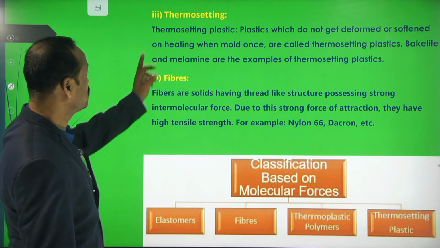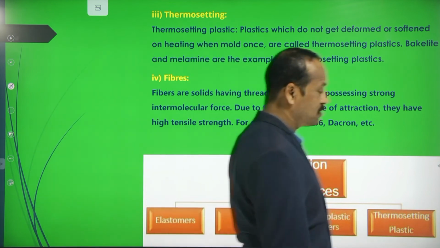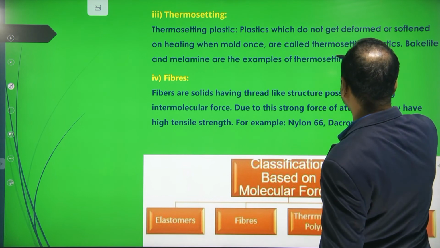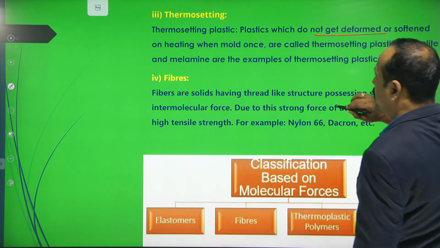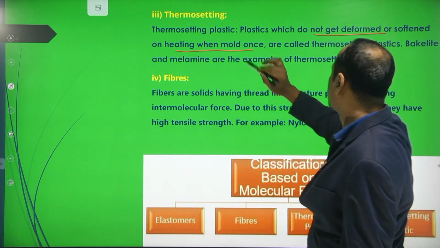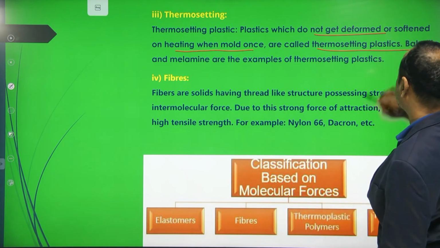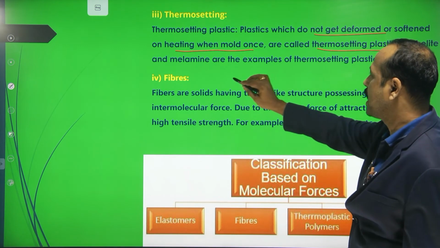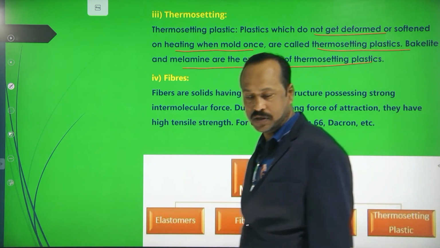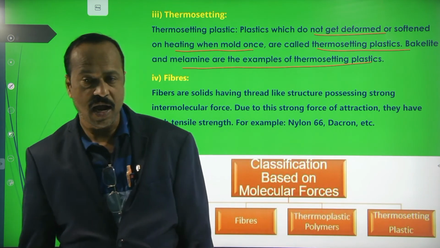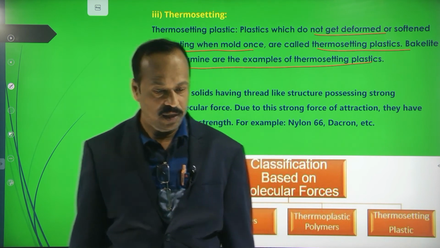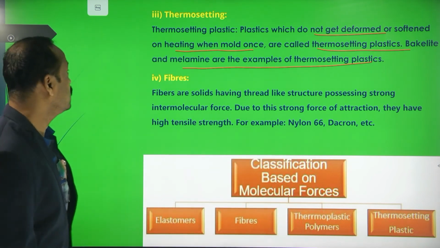So thermosetting plastics do not get deformed. Deformed means they do not change their shape. Deformed or softened means they do not become soft on heating. Such things are called thermosetting plastics, and bakelite and melamine are examples of them. They are used for pan handles, cooker handles, electric switchboards, etc. These are the third type.